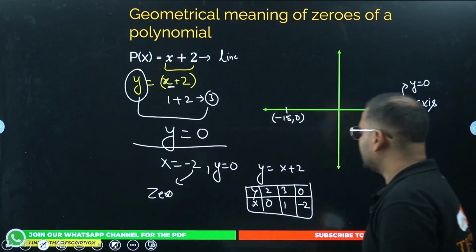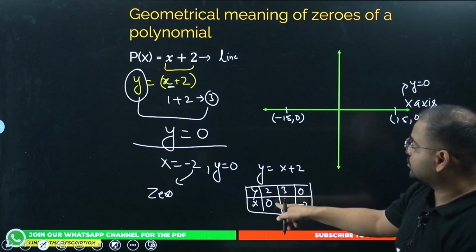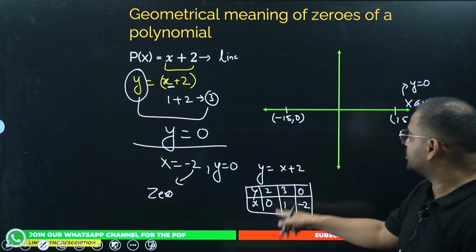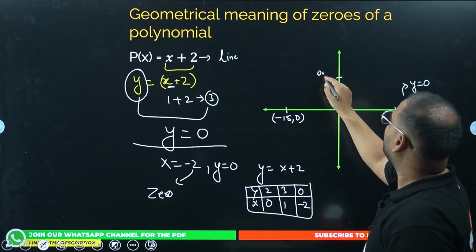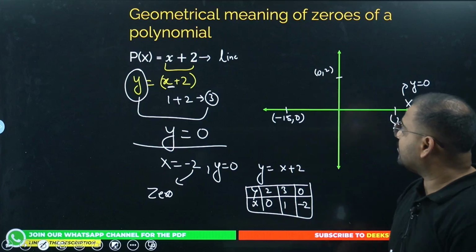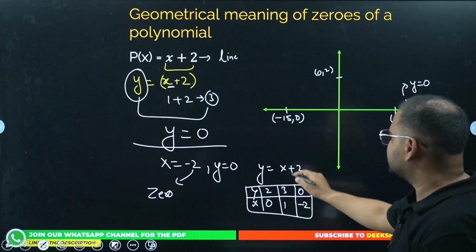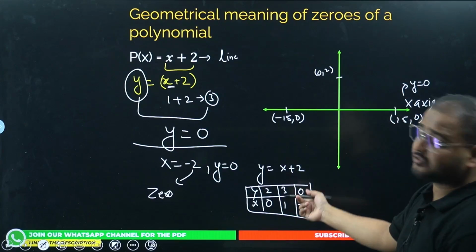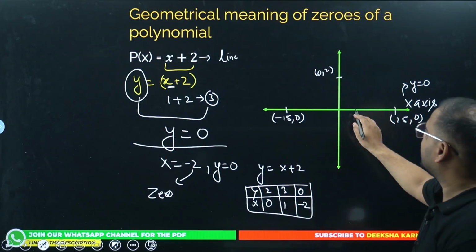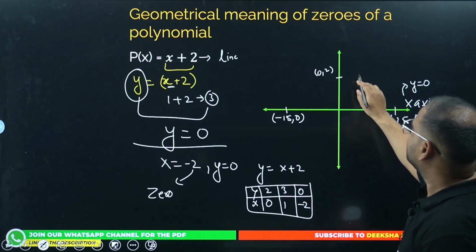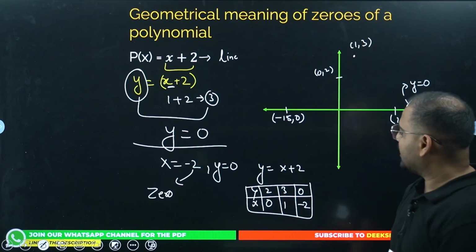Let's plot these points. 0 comma 2, because first we write x. 0 comma 2 is somewhere here. Next, 1 comma 3. My bad, I was reading it the wrong way around. When I have 1, where is 3? 3 is somewhere here. So 1 comma 3.